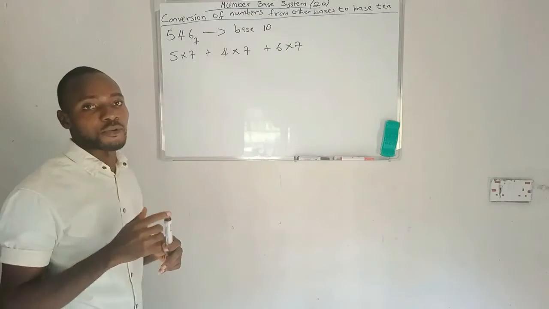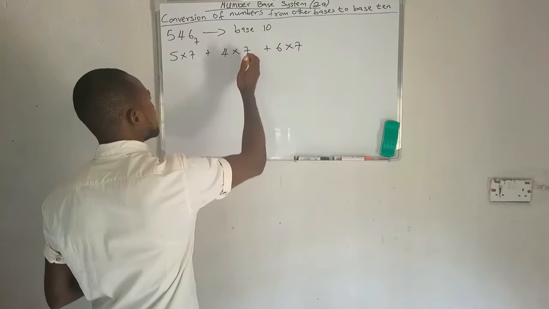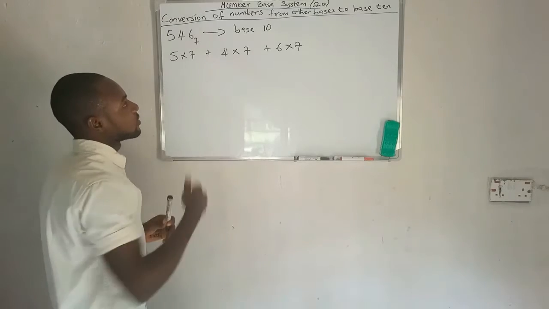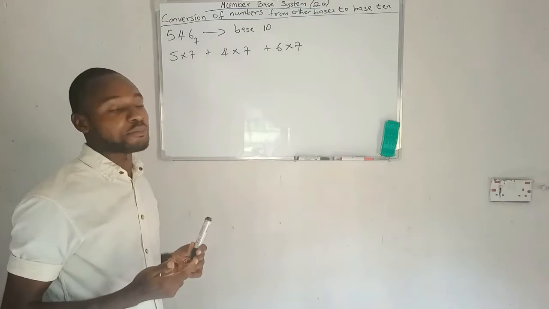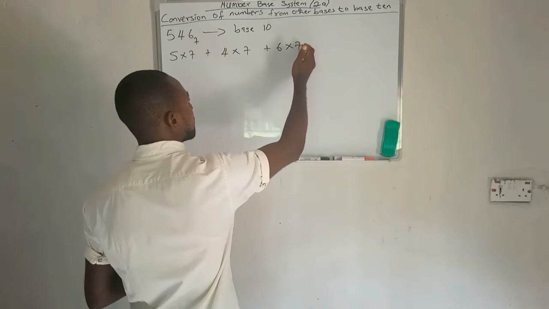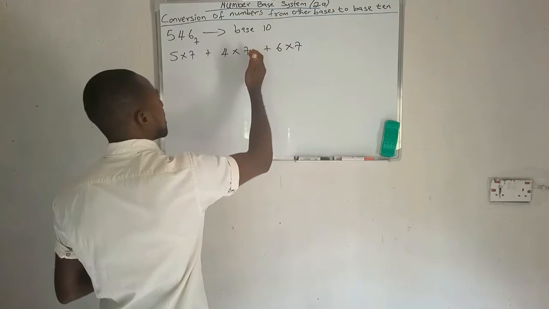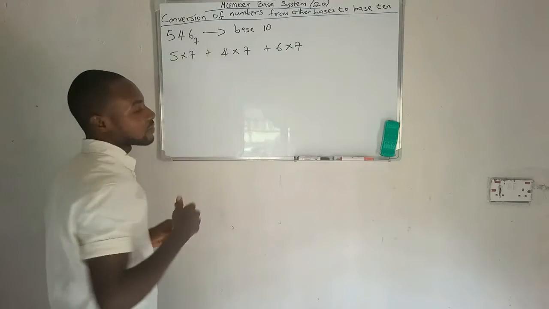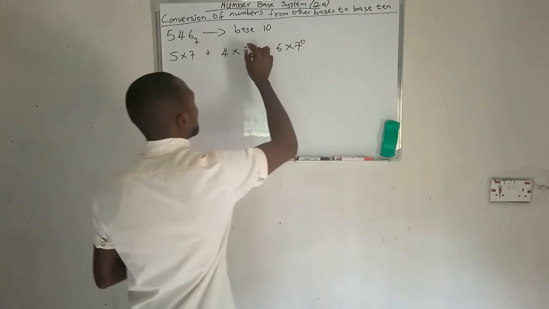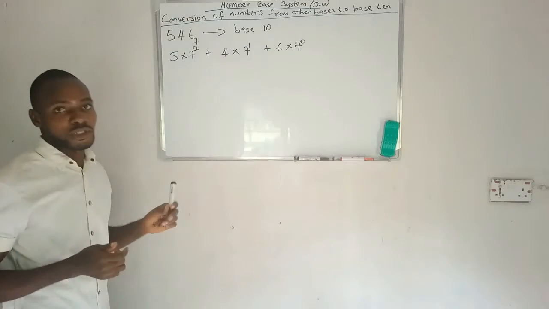And then the last thing that we'll do before simplifying, we attach powers to each of the bases. So we have our base 7 here and here, and we add powers to all of them. And how do we add the powers? We start from the last one. We add power 0 and go in ascending order. So we'll have 0 here, 1 here, 2 here, and then we'll simplify.